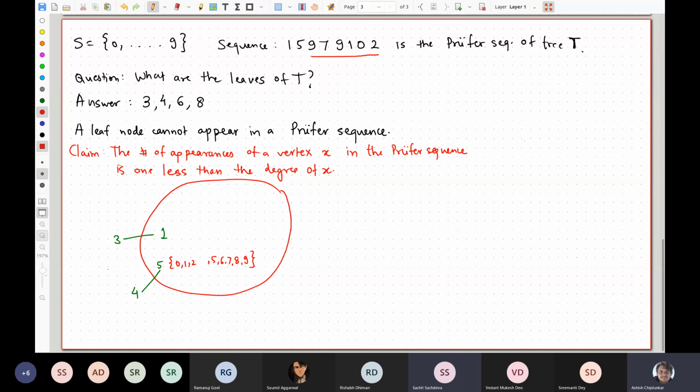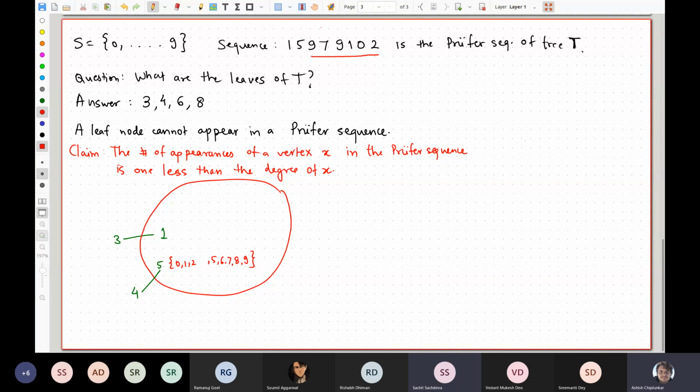Up to what point? So you agree that 4 is a neighbor of 5, right? Yes, sir. So now whatever that tree is, I delete 4 also from that tree, and I get some tree which is enclosed in this red circle. Its prefer sequence is 9 7 9 1 0 2. And its vertex set is this, because we removed 4 from the vertex set.